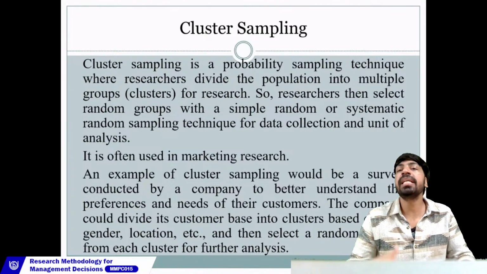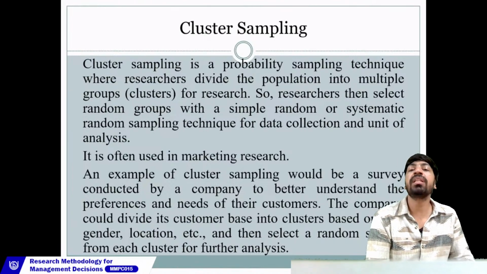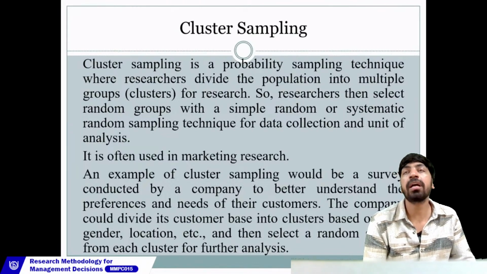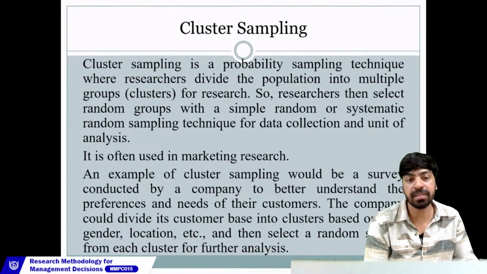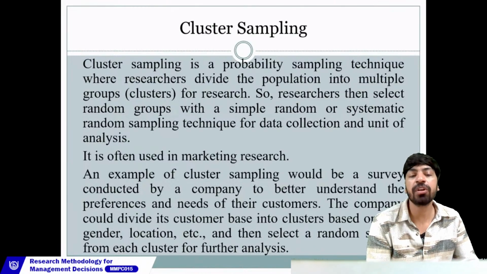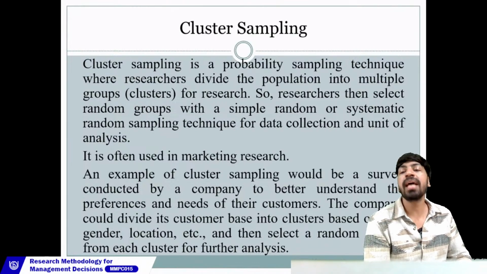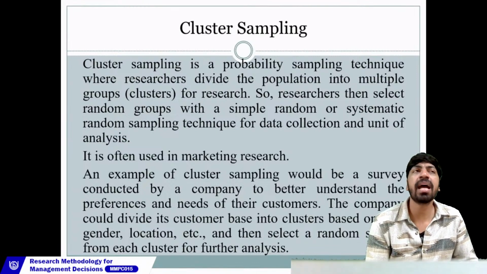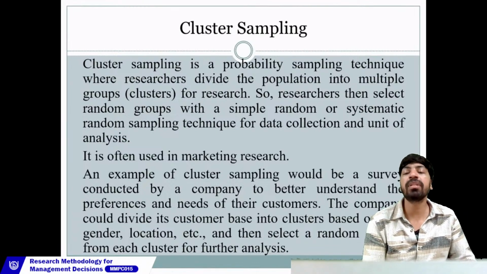Researchers select random groups with simple random, stratified, or systematic random sampling techniques for data collection and analysis. This particular sampling technique is used in marketing research. For example, a cluster sampling example would be a survey conducted by a company to better understand the preferences and needs of their customers.